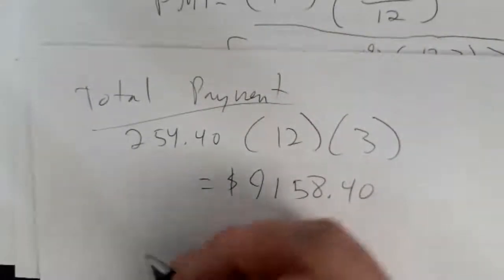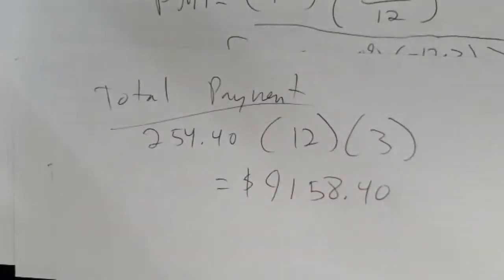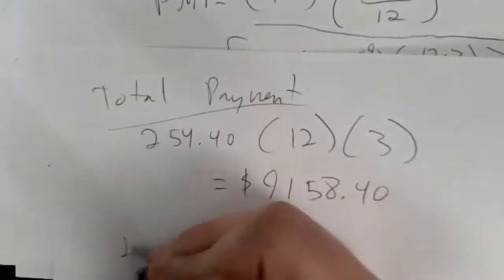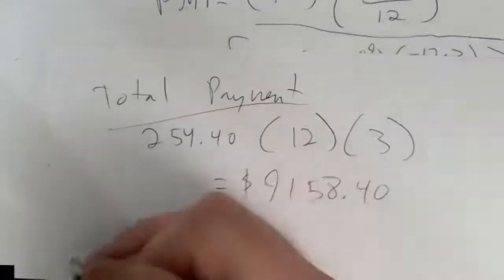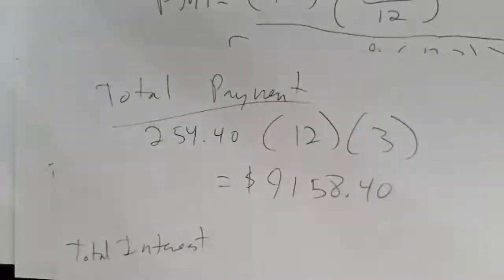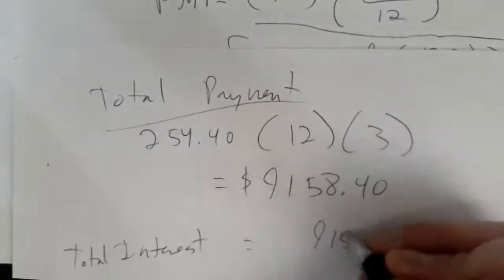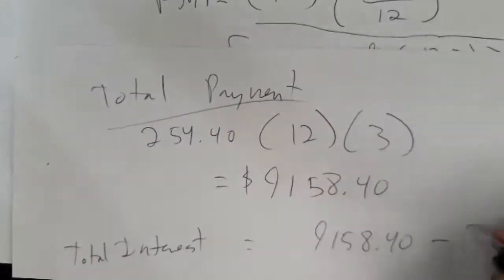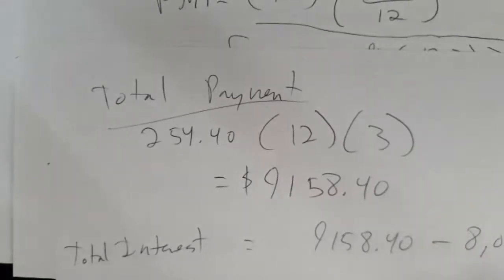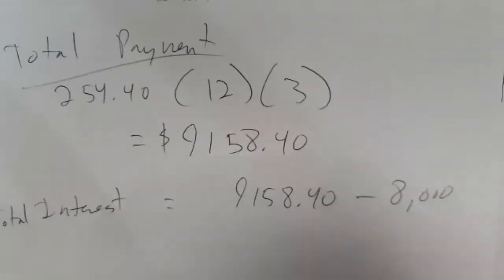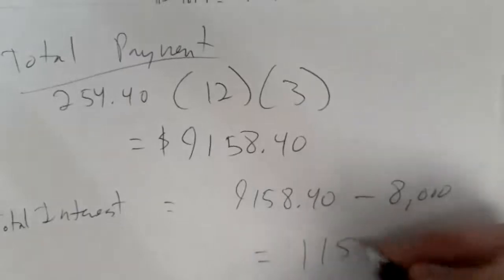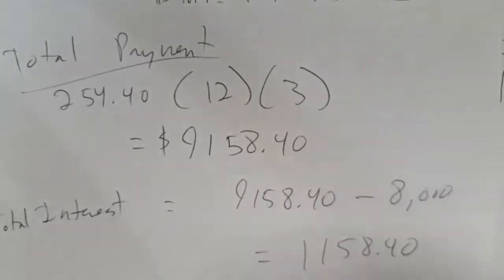What is the other question to ask? Monthly payments, total interest over the loan term. So if I want to know the interest, I look at the 9,158.40 and I think about I had $8,000 in principal that I started with. So what this is going to end up with is $1,158.40 in interest.